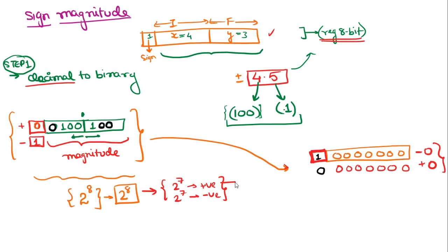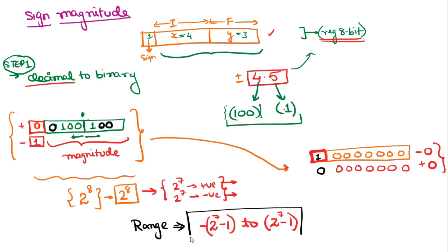That means out of these 2 to the power 7 plus values, one will be 0, and out of these 2 to the power 7 minus values, one will be minus 0, right? So the range will be from minus (2 to the power 7 minus 1) to 2 to the power 7 minus 1, because one is minus 0. Okay, this will be the range. Again, why is it so? Because there were two zeros, and this is how this representation is actually defined. We can't do anything about that.